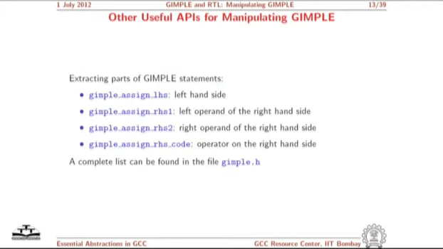Okay. Now I can extract parts of the Gimple. What do I need? I may want to find out what is the LHS, I may want to find out what is the RHS, what is the first operand on the RHS, what is the second operand on the RHS. So you can see the names are quite intuitive: RHS1, RHS2, RHS code, which gives me the operator on the RHS. Okay, and a complete list can be found in file gimple.h. There are many other APIs which you can directly use. You really don't have to use the structure pointers.